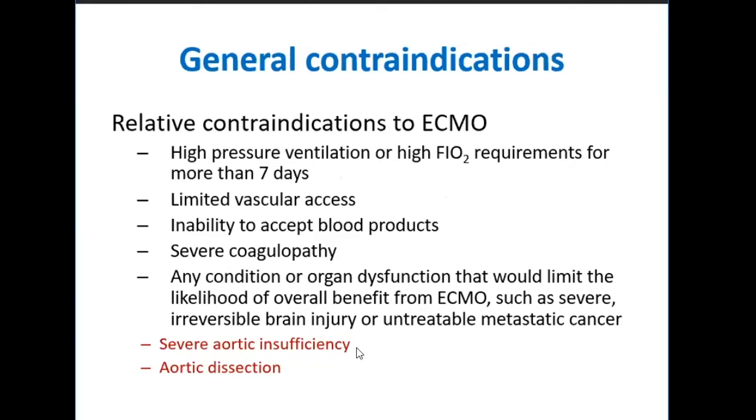Two specific to VA ECMO are severe aortic insufficiency and aortic dissection. Why aortic dissection? Because this patient requires anticoagulation, and aortic dissection is a contraindication for anticoagulation. So these are the relative contraindications to putting a patient on ECMO.